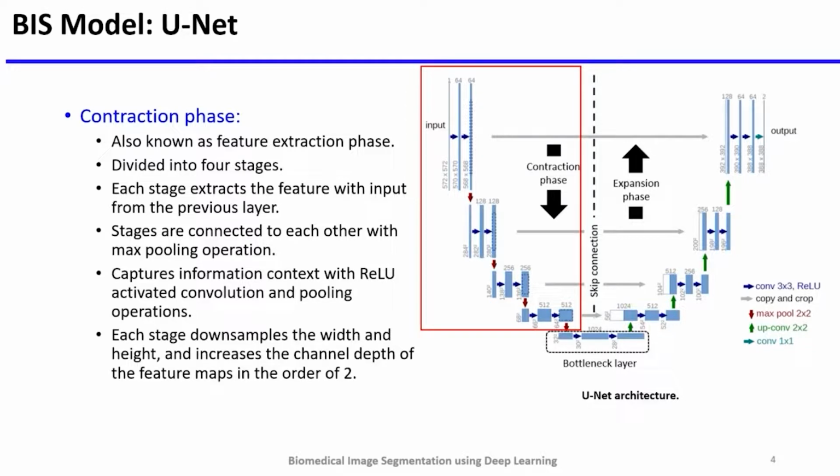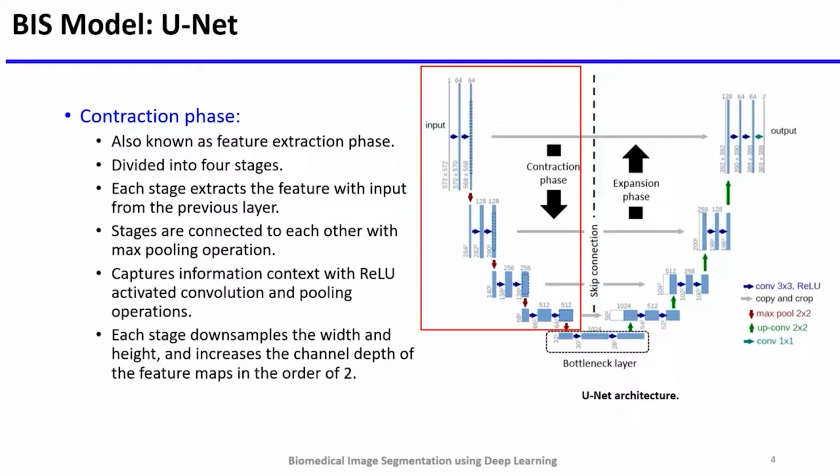Now let's move to the contraction phase. This phase comes into action after the input layer, where we tend to learn the feature representation of the target regions. This is also known as the feature extraction phase. In the proposed U-Net model, there are 4 stages, where each stage comprises a stack of ReLU-activated convolution operations to extract the feature maps and then the max pooling operation to downsample the feature maps. After the processing at each stage, the spatial dimensions of the feature maps reduce by half and the depth of the channel increases by a multiple of 2.